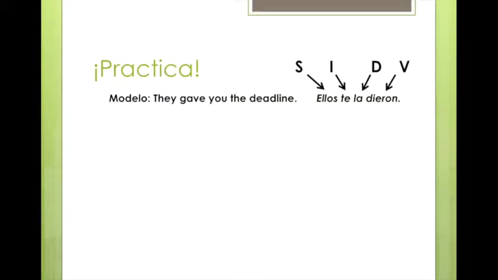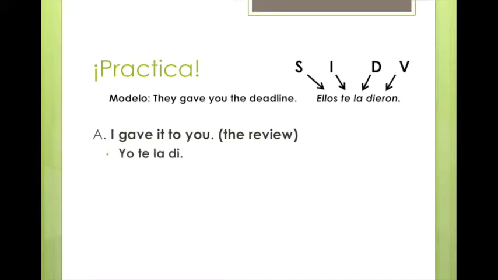So SIDV. If we were going to look at an example, they gave you the deadline. What did they give? The deadline, la fecha límite. Who did they give it to? You. Subject, indirect, direct, and verb. Ellos te la dieron. They, to you, it gave. So if we have the sentence, I gave it to you, referring to la reseña, or the review, yo te la di. I, to you, it gave. Yo te la di.